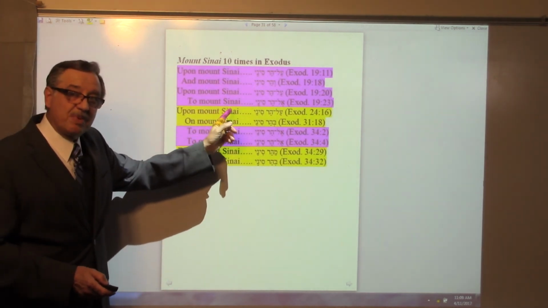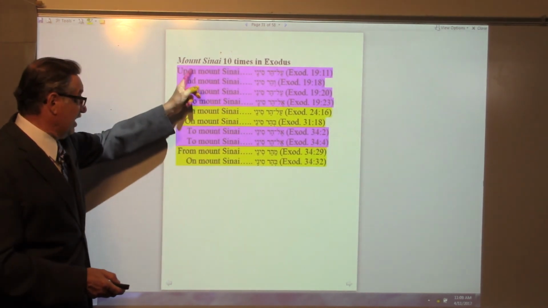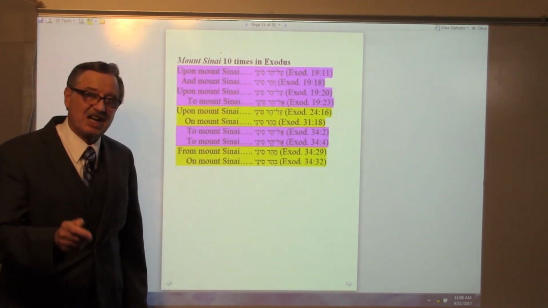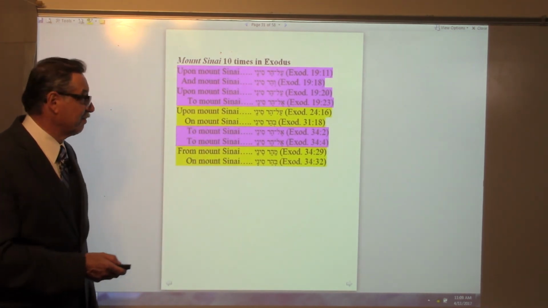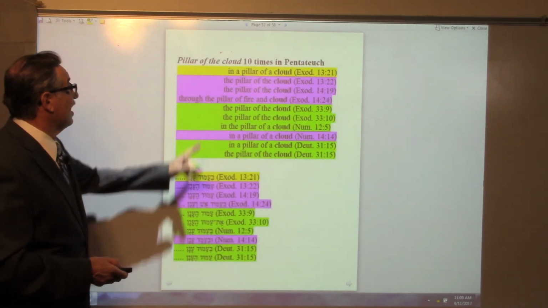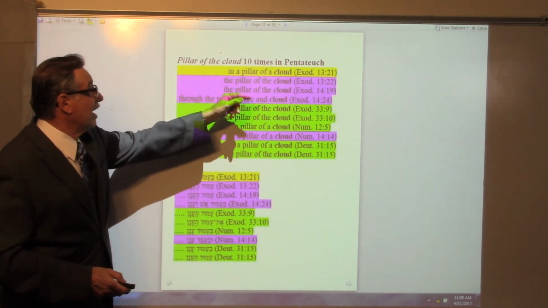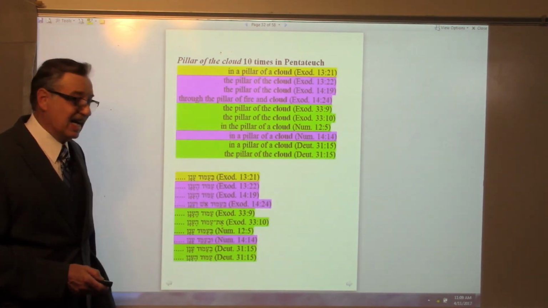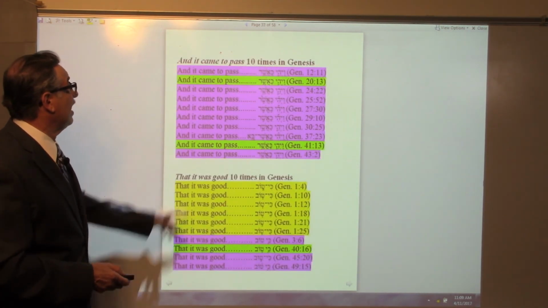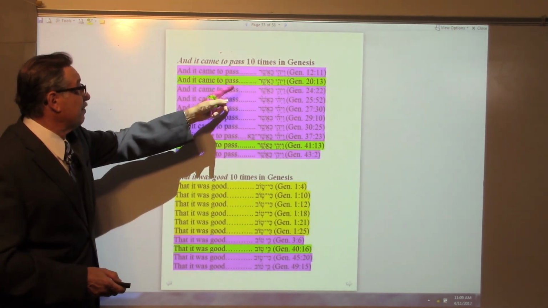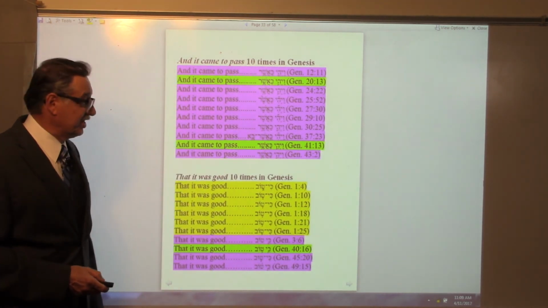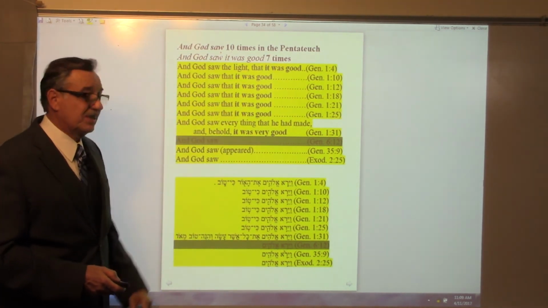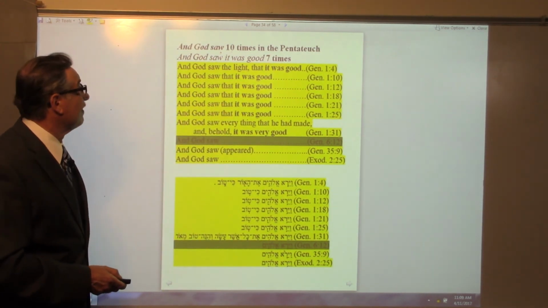Mount Sinai appears in Exodus. The phrase Mount Sinai shows up exactly 10 times in the book of Exodus. Pillar of the cloud appears exactly 10 times in the entire Pentateuch. And it came to pass, 10 times in Genesis. And God saw, 10 times in the Pentateuch.